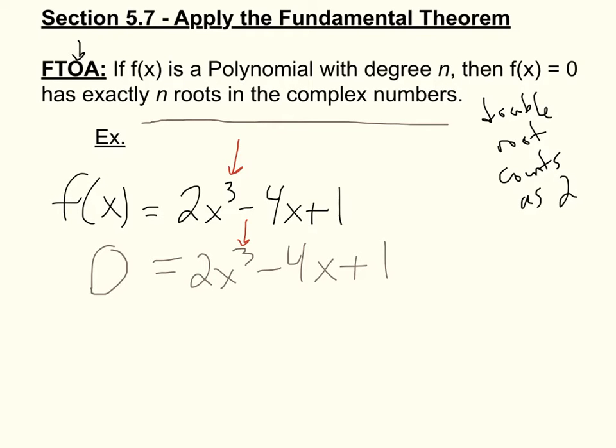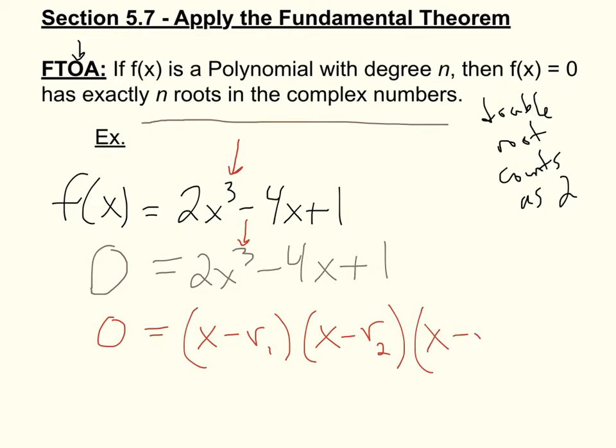So theoretically, if there's 3 roots, this can be written as x minus the first root, x minus the second root, and x minus the third root. And this would be quote-unquote factored, but the reason I put quotes around it is because technically we reserve that word factoring in Algebra 2 for factoring over the integers. And this would be quote-unquote factored over the complex numbers, where there could be radicals or imaginary numbers involved.